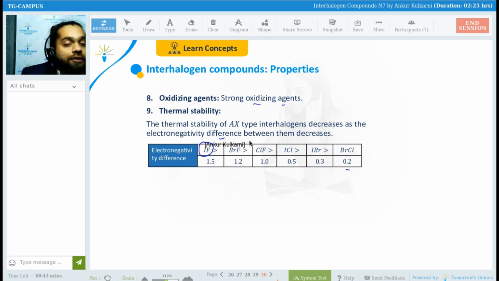So IF7, what will be the thermal stability? Will it be stable or unstable? Thermally, will it be stable or unstable? Electronegativity difference is high, more positive and negative charge, more repulsion. So will it separate easily or will it not separate easily? What do you think?